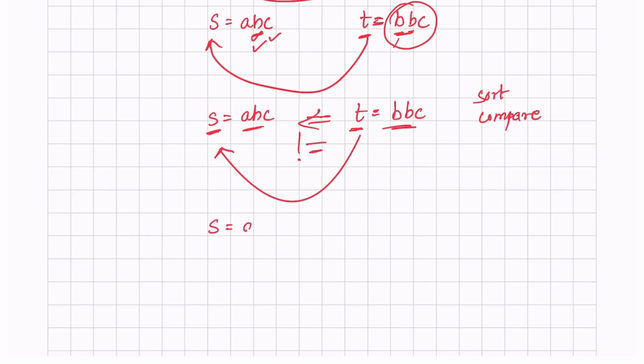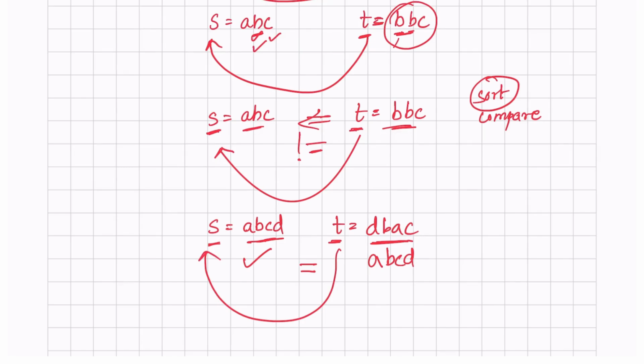But let's look at another case. Let's use something different, A, B, C, D this time, and let's say T is equal to D, B, A, C. So S and T are our input strings, S is equal to A, B, C, D, and T is equal to D, B, A, C. Now, the first step that we do is sort. S is already sorted. When we sort T, it becomes A, B, C, D. And then if we do a compare, guess what? T is a valid anagram of S.